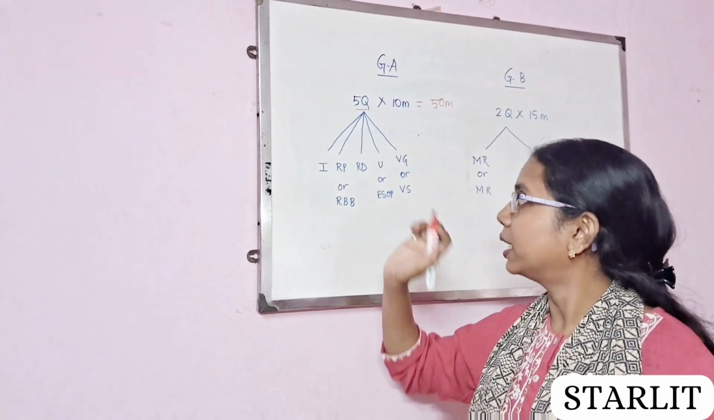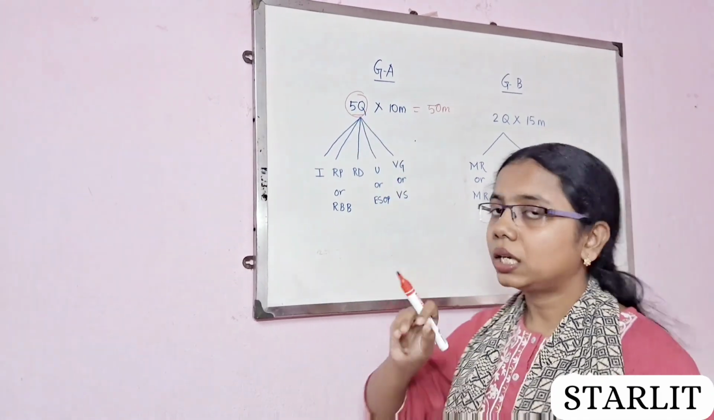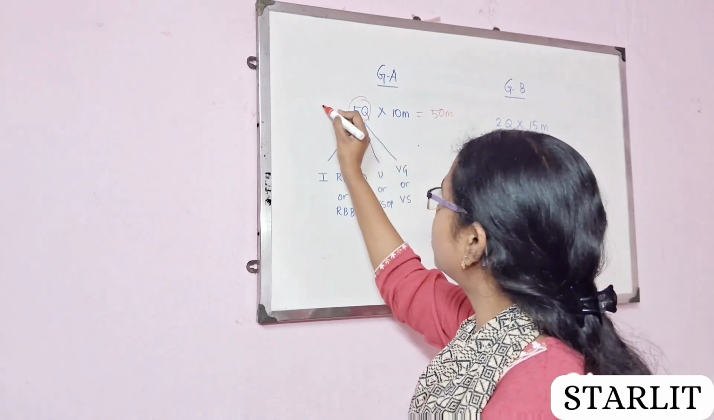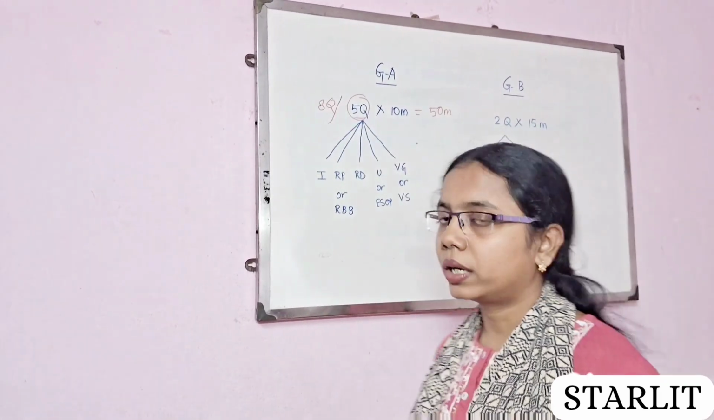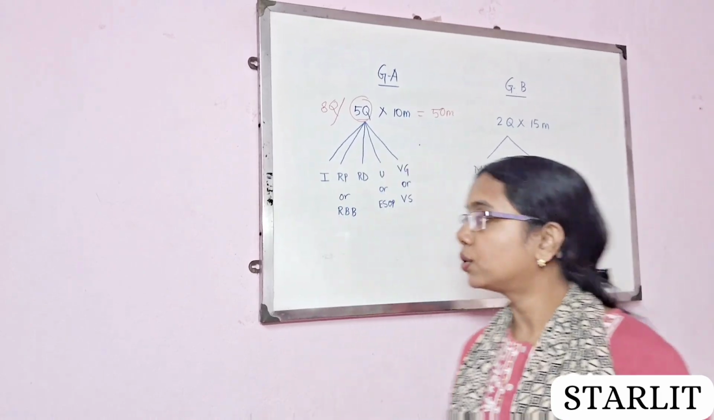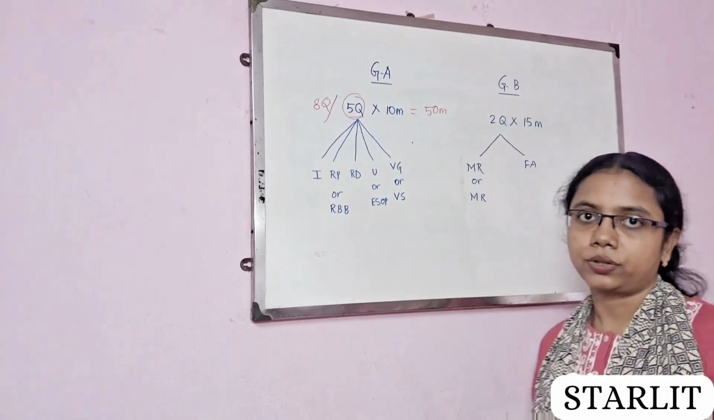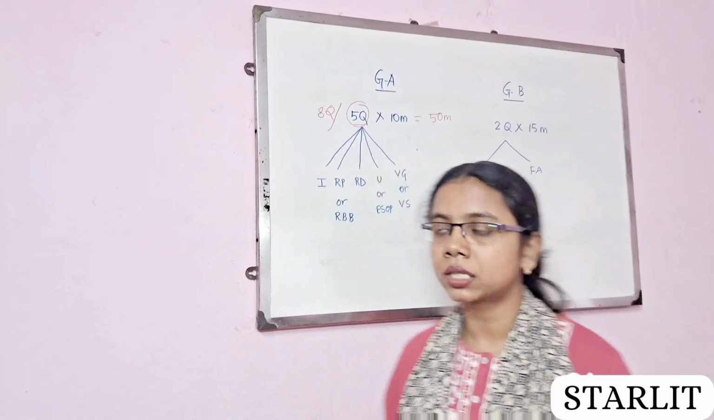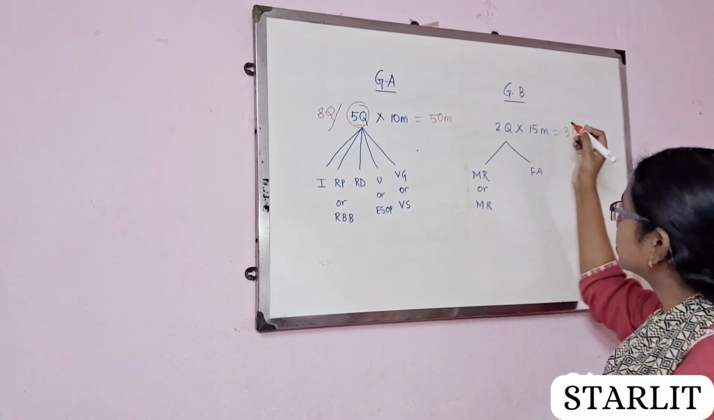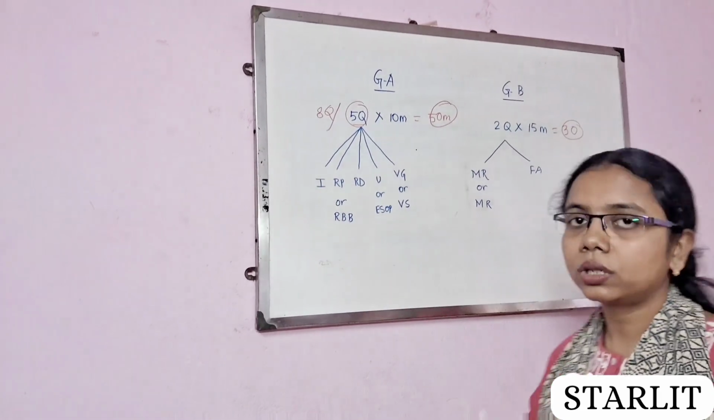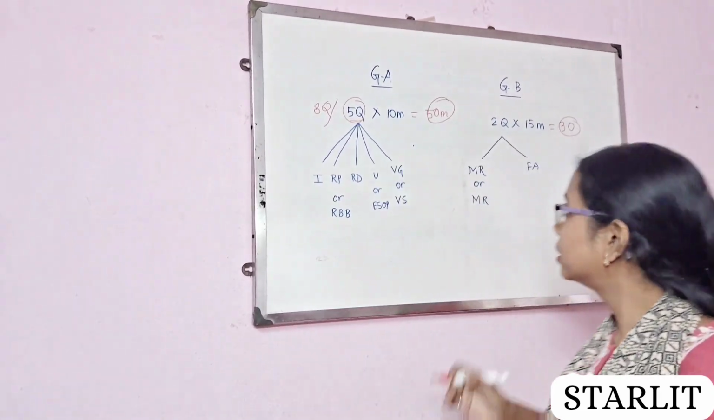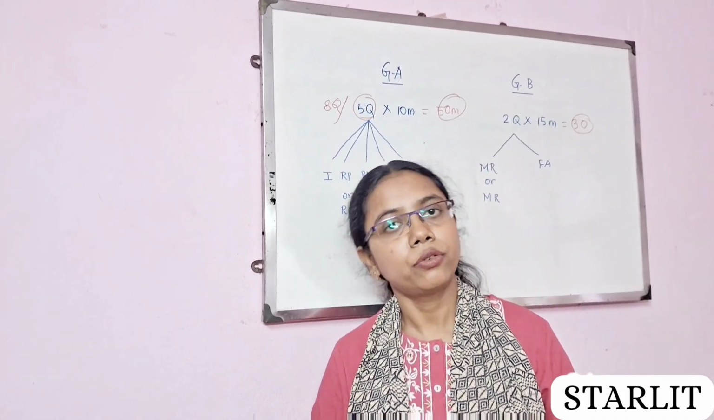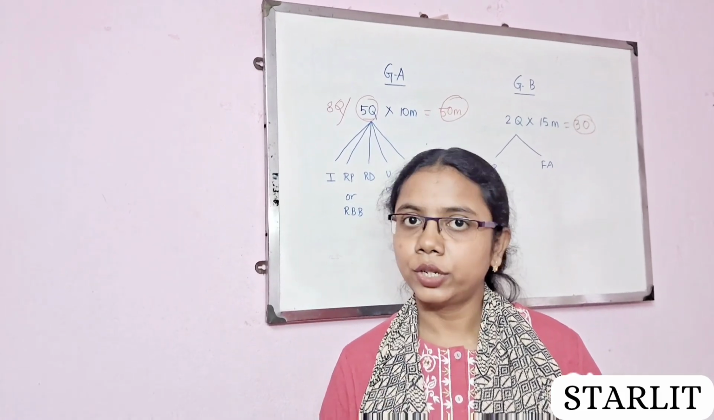So in group A, out of 5 questions, in 3 questions you will get alternative questions. So we can say that out of 8 questions, you have to answer 5 questions. In group B, you have to answer 2 questions and each question carries 15 marks. So 2 questions into 15 marks, that is 30 marks. See, 50 plus 30, total paper is of 80 marks. And here, out of 2 questions, in 1 question, you will have 1 alternative question. Now we know the question pattern.